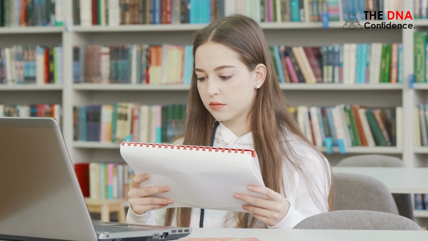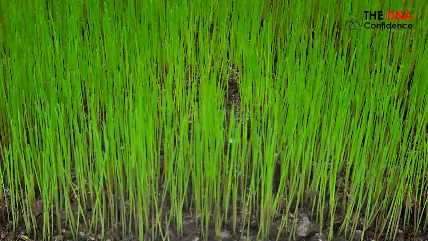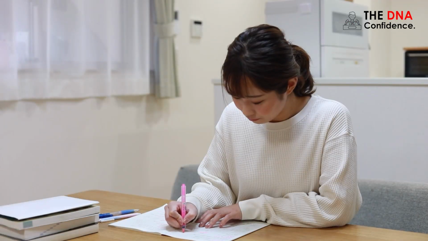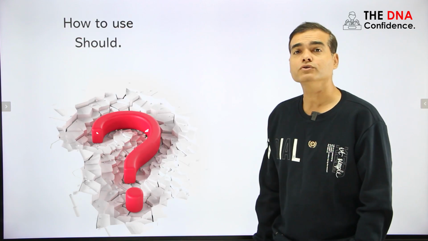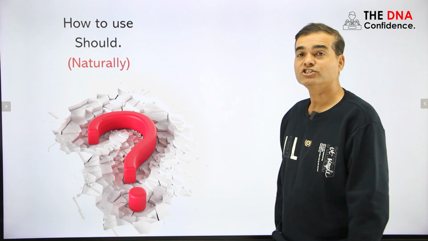Now what do you do? You go and read grammar, study grammar, cram it and try to learn by heart all the rules where would, could and should is not required. You'll be more confused. I'm here with a very natural method where you don't need to study any grammar. Naturally you can use would, could and should. This is the third video about how to use should, but naturally.